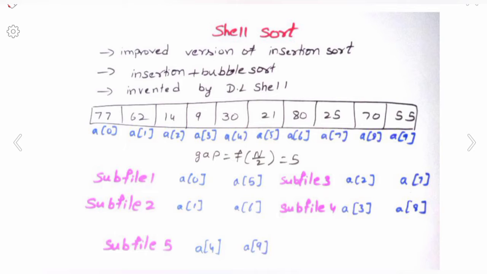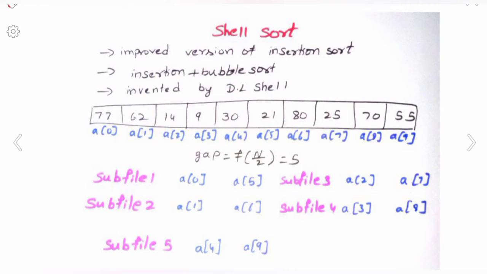Here we compare the elements at the 0 and 5th positions. The 21 is less than 77, so we swap these two elements. Similarly for a of 1 and a of 6, 62 is greater than 80, so this is in the correct position. Then we consider subfile 3, that is a of 2 and a of 7, 14 and 25. These are in the correct position only. Like this we compare the elements in the subfiles, and then we produce the new array of elements for the second pass.